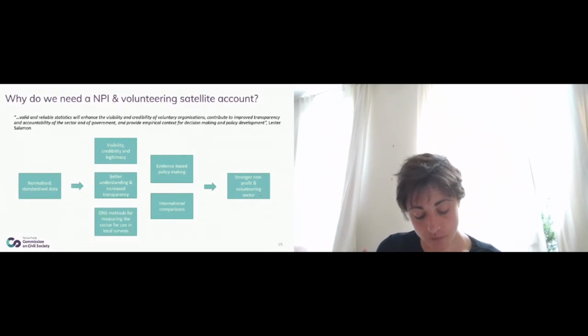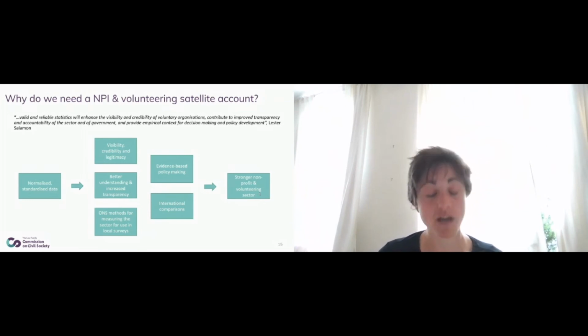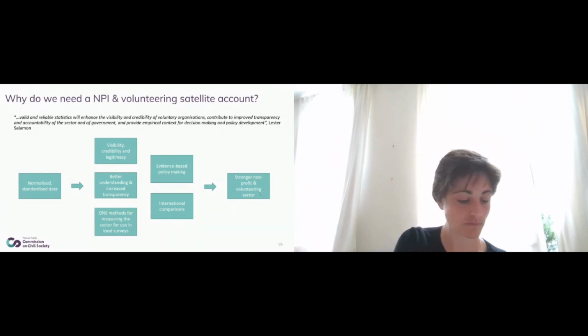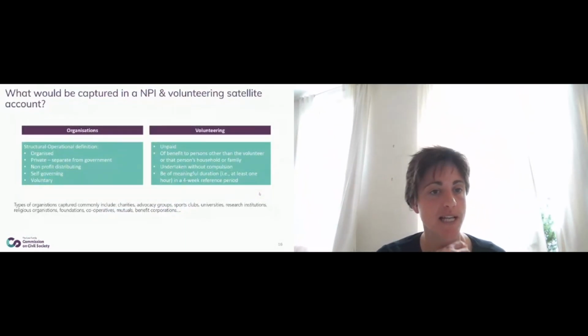But I will just reiterate that, in a way, the most important part of this is this first point, that having normalised, standardised data that puts the non-profit sector on an equal footing with other parts of the economy is really key here. So what would actually be captured in the satellite account?